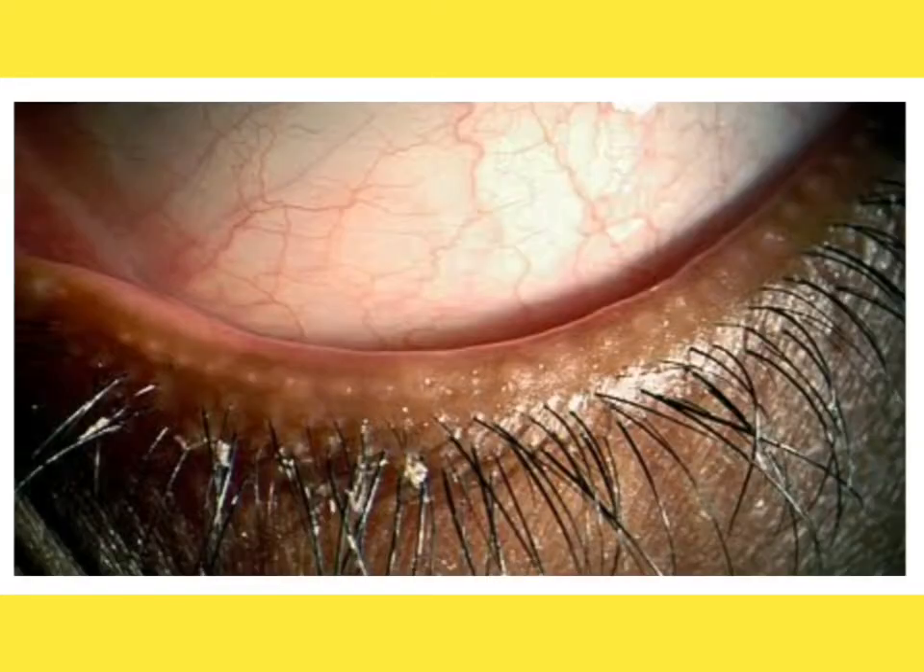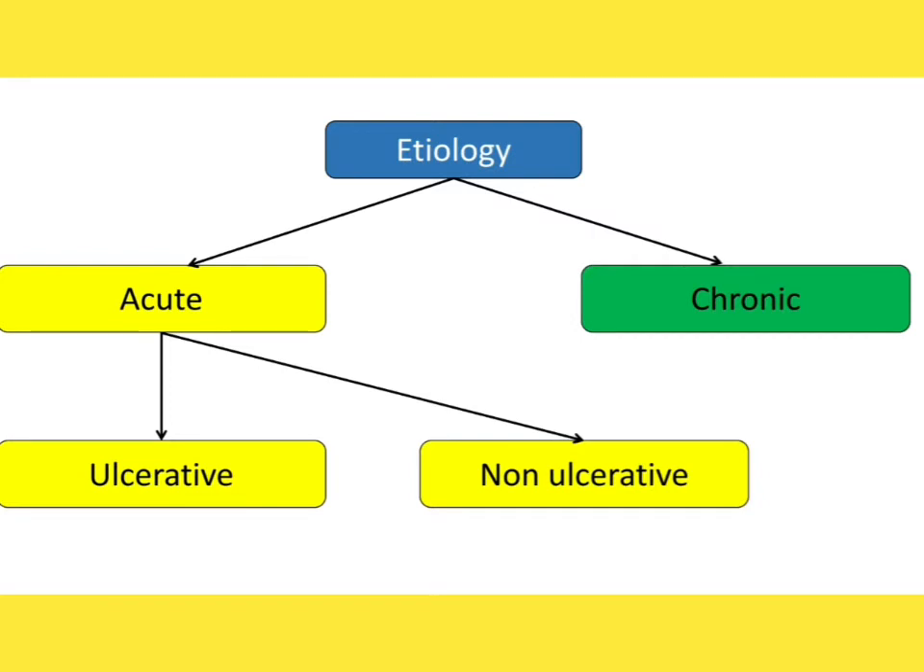This is a posterior blepharitis, where you can see a few blocked orifices in the meibomian orifices. There is blockage, blocked orifices are present, and also some crusting that you can see. So this is posterior blepharitis. Another thing is that the etiology of blepharitis also has two types, acute and chronic.